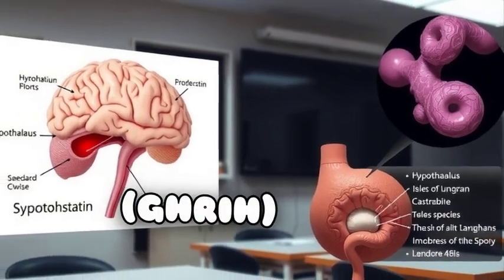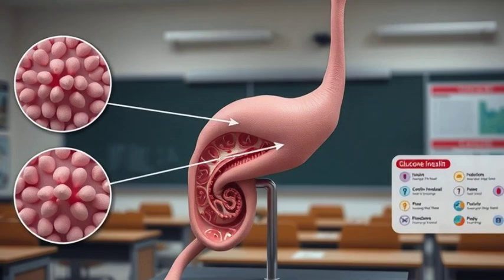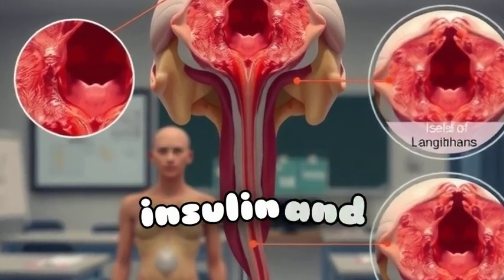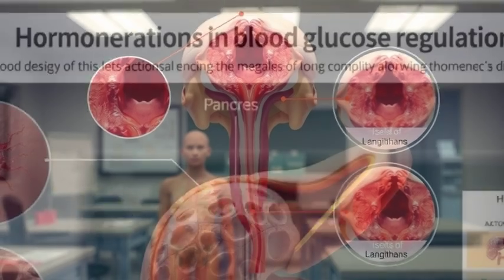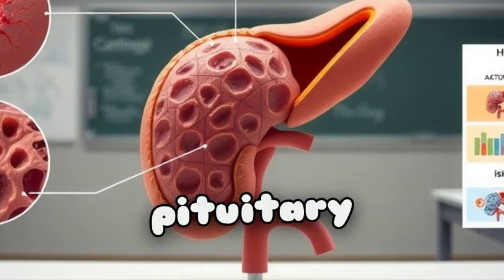Somatostatin, GHRIH. This hormone, also produced by the hypothalamus, inhibits the secretion of both insulin and glucagon, in addition to inhibiting the secretion of GH from the anterior pituitary.